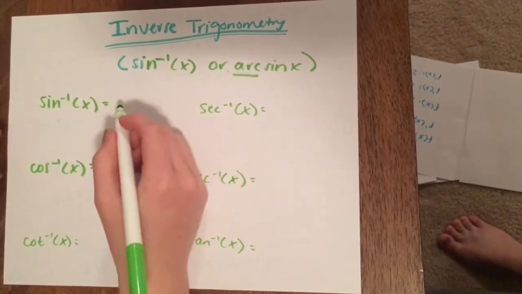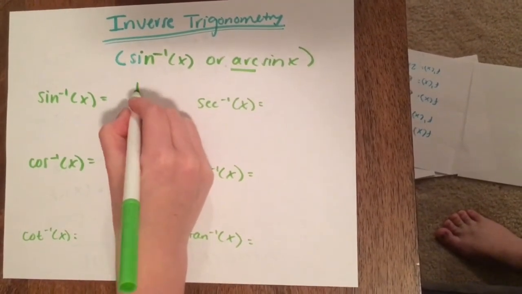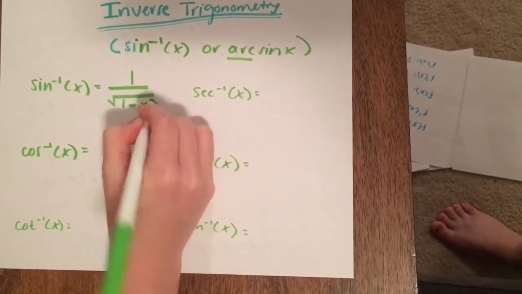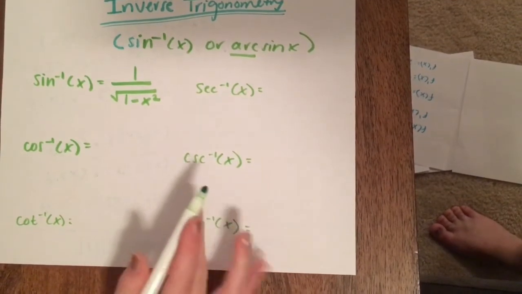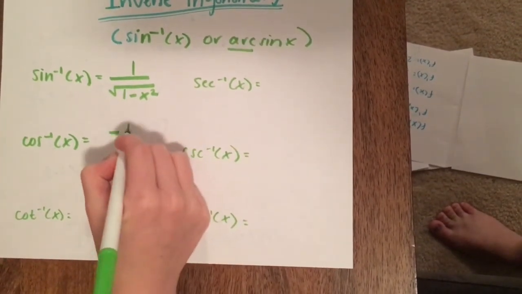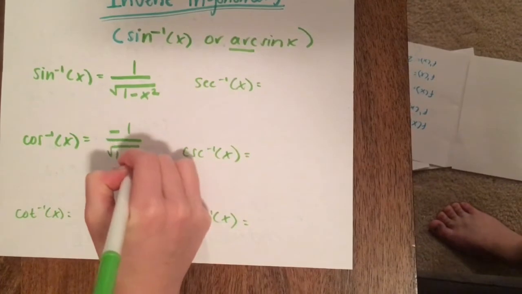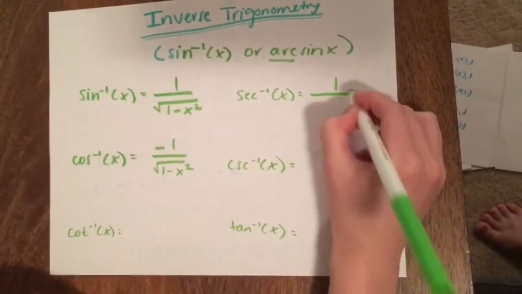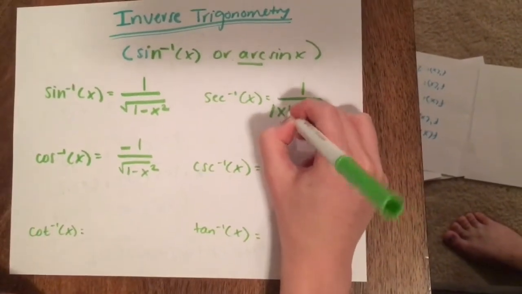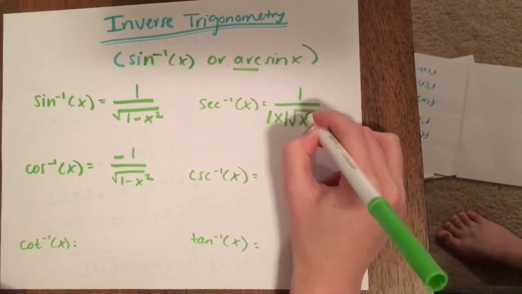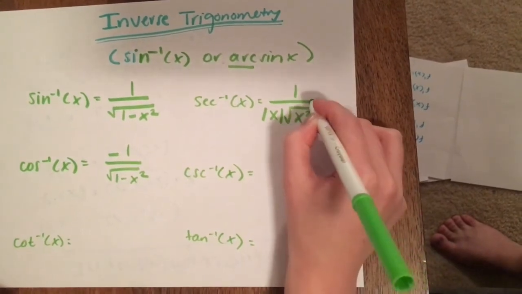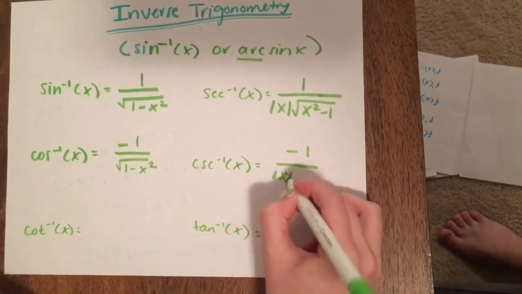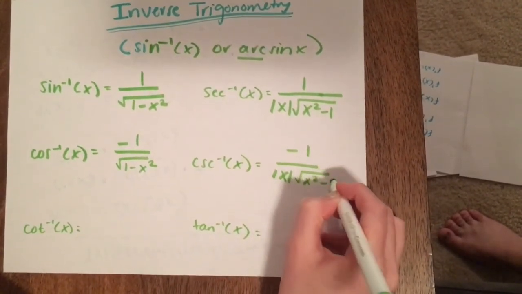So inverse sine to start off is going to be 1 over square root of 1 minus x squared. And then cosine, which is kind of like its counterpart, it's basically going to be the same thing, just negative. Secant is going to look kind of the same, but it's going to be 1 over the absolute value of x times square root of x squared minus 1. And then again, counterpart, cosecant, going to be the same thing, but negative.